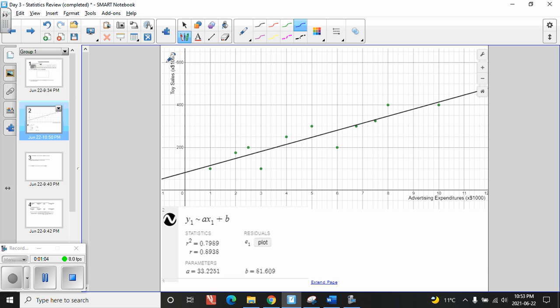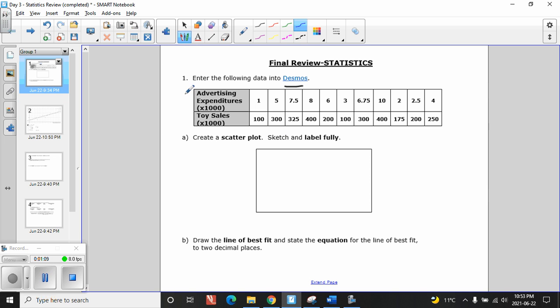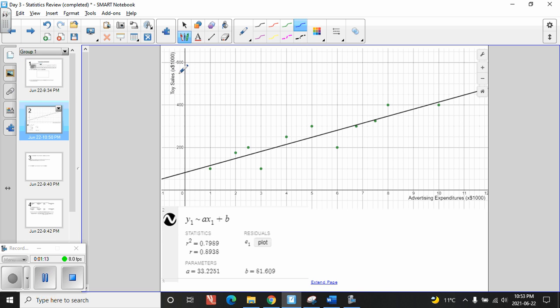So toy sales, I chose to graph on the y-axis. Looking back here, toy sales and advertising expenditures. So I think toy sales likely depends on the advertising expenditures. My thinking is the more you spend on advertising, the higher your toy sales should be, and that seems to be the trend here, an up to the right kind of trend. So there is some scatter. It's not perfectly following the straight line, but I've included on there the linear fit for us to see.